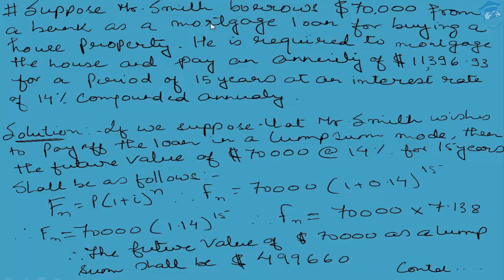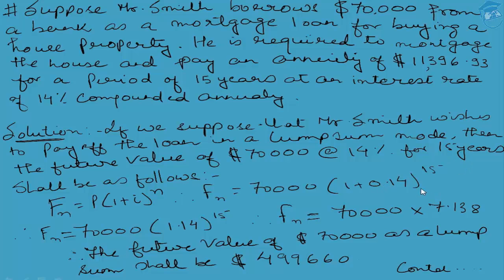So it means that if he is borrowing 70,000 USD right now against a house mortgage, then for the time frame of 15 years against a rate of interest of 14% compounded annually, the future value of the lump sum, that is the 70,000 loan, shall be Fn is equal to 70,000 into (1 plus 0.14) to the power of 15. I'm sure, students, that by now this formula is quite clear in your mind, so I'm not repeating myself. I'm just putting the variables at the respective places and trying to calculate the future value. So the future value will be P, that is 70,000 USD, into 1.14 raised to the power of 15.